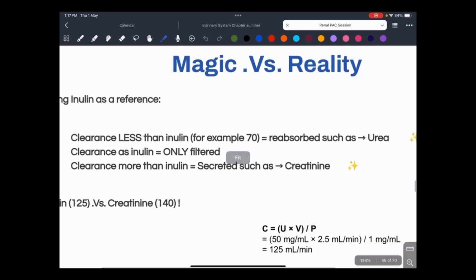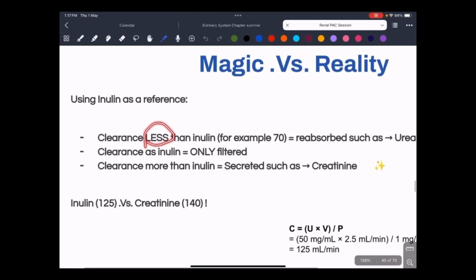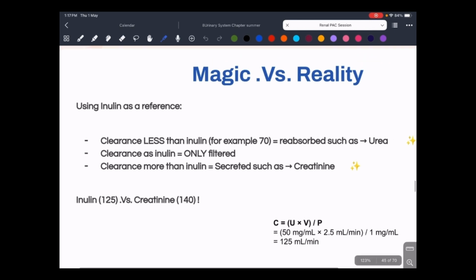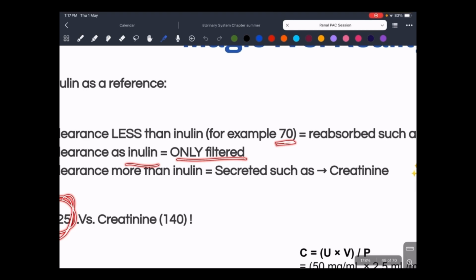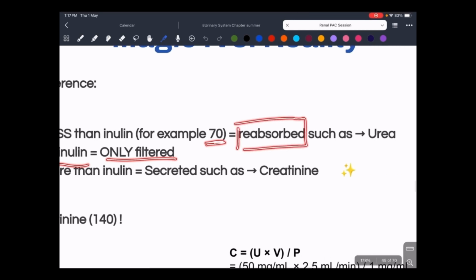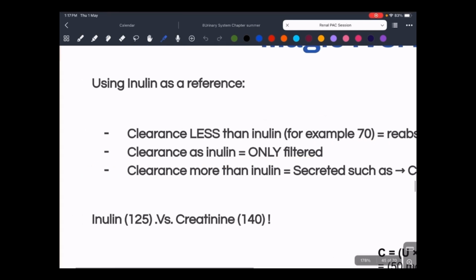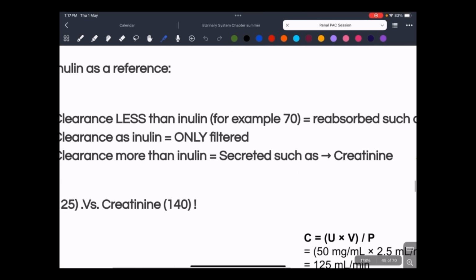But if I see something with a clearance less than inulin, that means I took some of it back. So it's like I only filtered 70 milliliters, but I only did 125. Again, to keep it simple, remember inulin is only filtered, so it equals the GFR. If I see something less than that, then know that this substance is reabsorbed because I'm not seeing that amount in the urine, sorry, because we're comparing it.